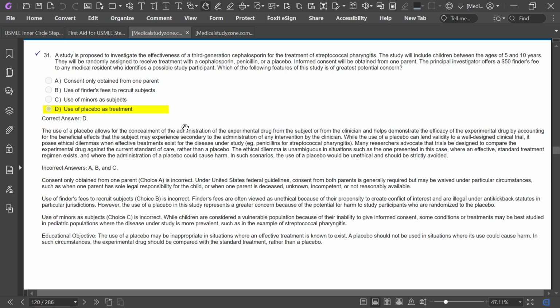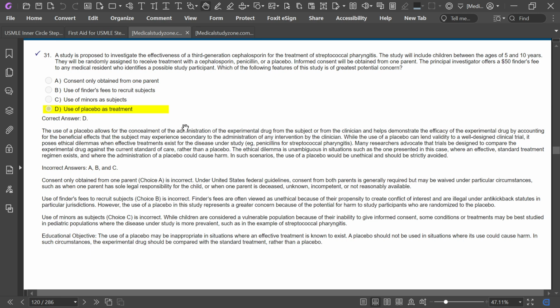The ethical dilemma is unambiguous in situations such as the one presented in this case, where an effective standard treatment regimen exists and the administration of placebo could cause harm. In such a scenario, the use of placebo would be unethical and should be strictly avoided.